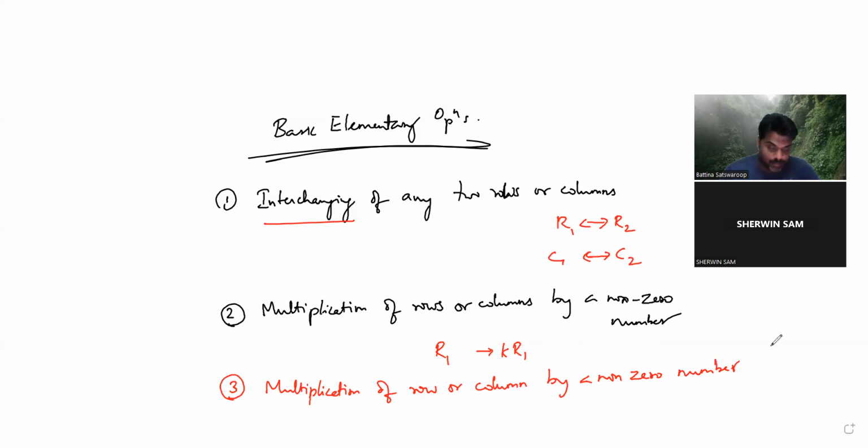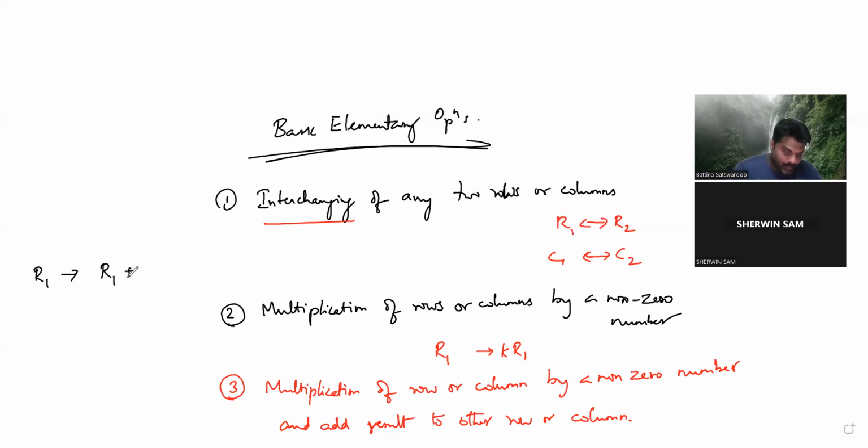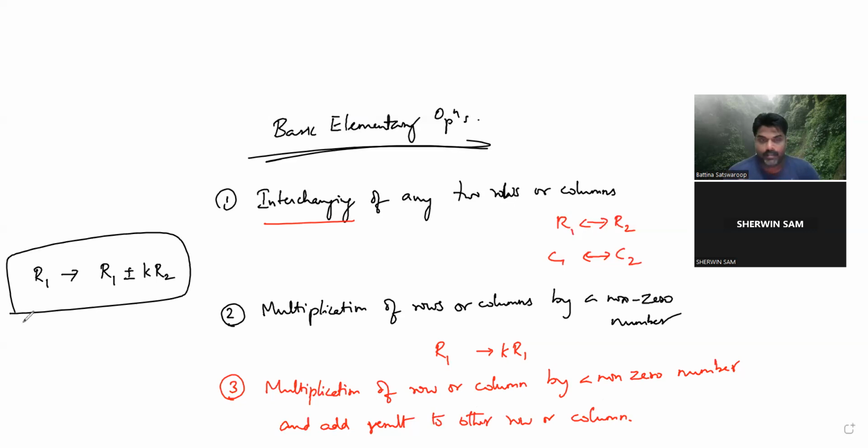The multiplication of row or column by a non-zero number and add the result to another row or column. So for example, take R1. So R1 can be written as R1 plus or minus K R2. We can write plus or you can write minus. So that is another possible thing, sir. Okay.